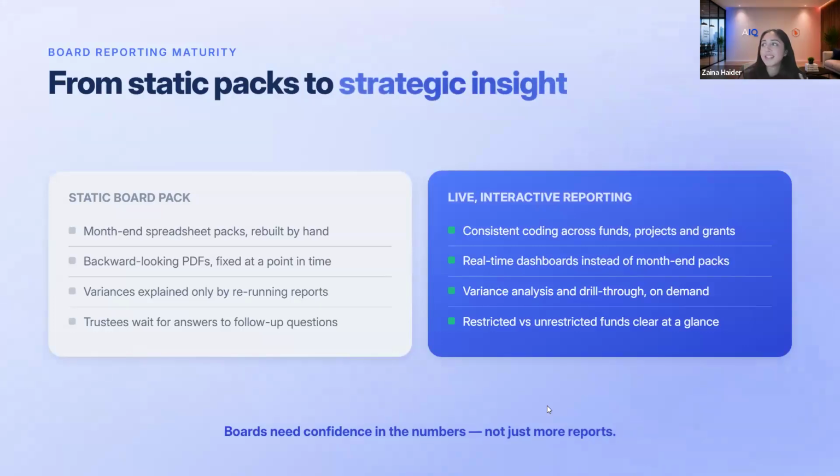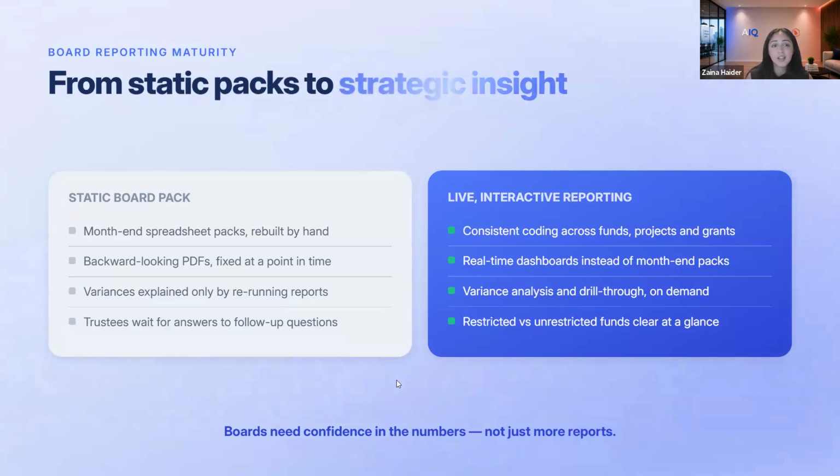So, from the static board pack to the reporting, we'll talk a little more about how reporting changes, like in the example Andrew just gave. The left side of the slide: month-end packs rebuilt every month by hand. Backward-looking reports, already out of date by the time you're able to distribute them. Variances that you may only be able to explain after rerunning a report, and fingers crossed nothing else has changed. Trustees asking follow-up questions that may take days to answer or to pinpoint what the change was.